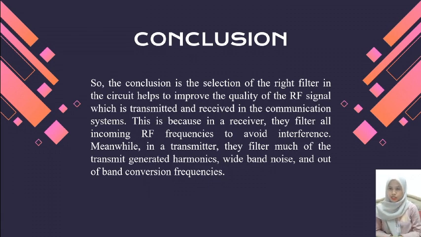Lastly, the conclusion is that the installation of the filter in the circuits helps to improve the quality of the RF signal which is transmitted and received in the communication system. This is because in a receiver, they filter all incoming RF frequencies to avoid interference. Meanwhile, in a transmitter, they filter much of the transmit generated harmonics, wideband noise, and out-of-band conversion.